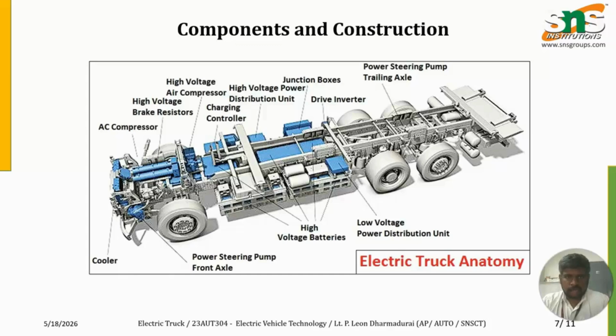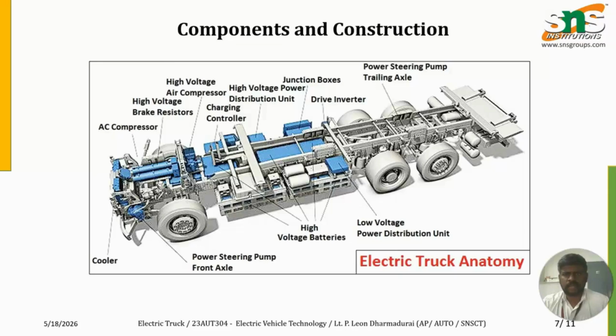Here are the high voltage batteries, low voltage power distribution unit, charging controllers, high voltage distribution unit, the junction boxes, drive inverter, and other components include power steering pumps, the chassis frame, wheels, and the AC compressors. In addition to that, a BMS can be added in order to monitor the overall function of the battery. These are the main components present in the truck.